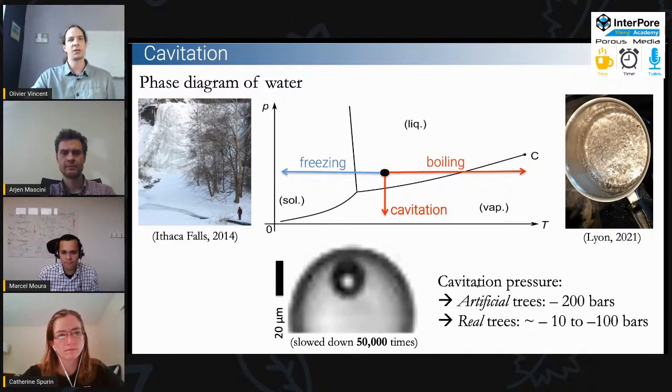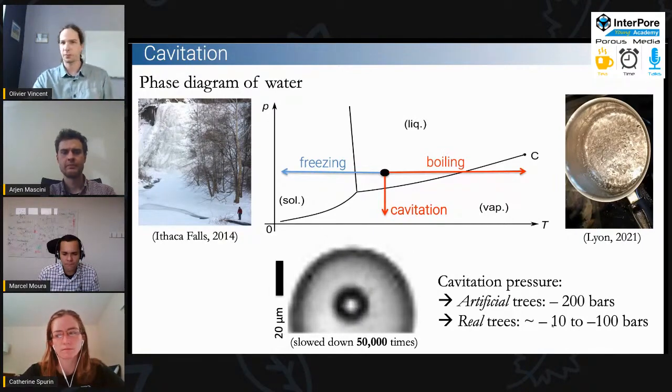What's interesting is that cavitation typically does not happen at the transition line here, but at much lower pressures, pressures that are absolutely negative. In our artificial trees, we estimate that cavitation happens when the pressure in the fluid reaches minus 200 bars. In real trees, it's actually more moderate negative pressures, but still absolute negative pressures on the order of minus 10 to minus 100 bars. Potentially, the nucleation mechanisms that lead to cavitation in trees are a little bit different than in artificial trees, but I won't discuss these details here.